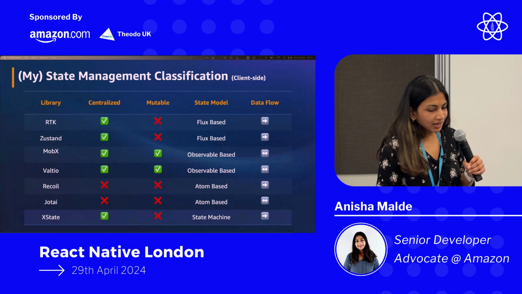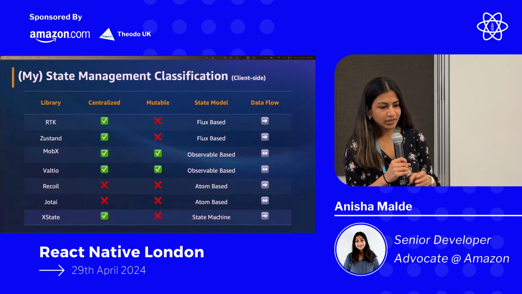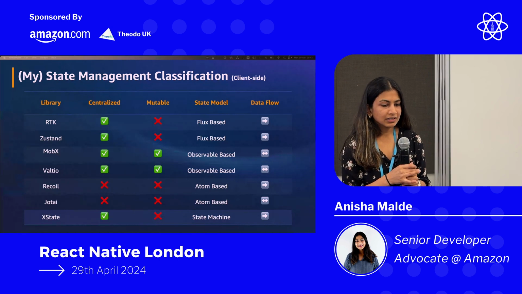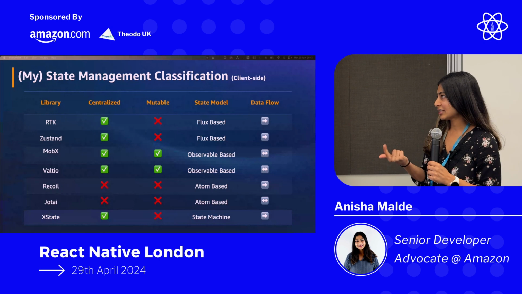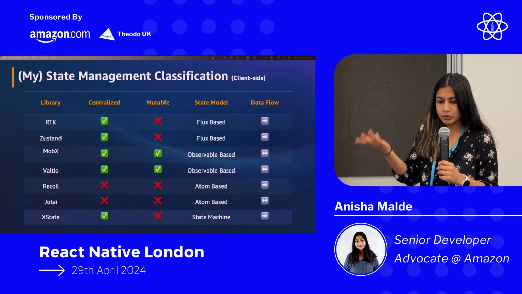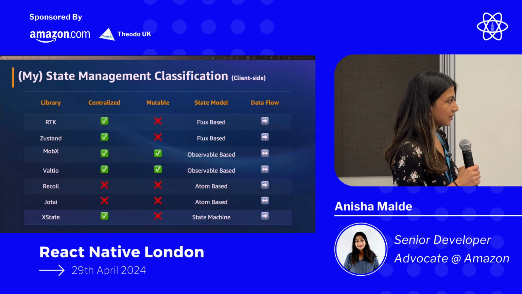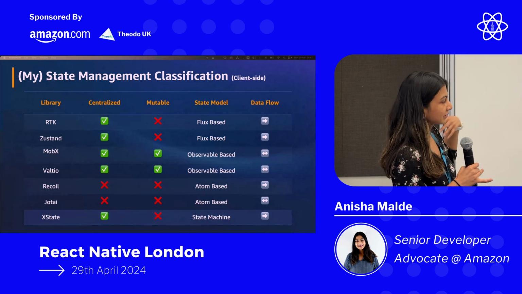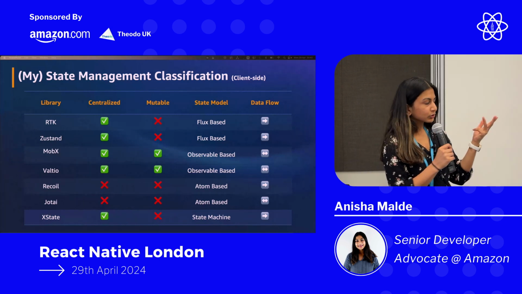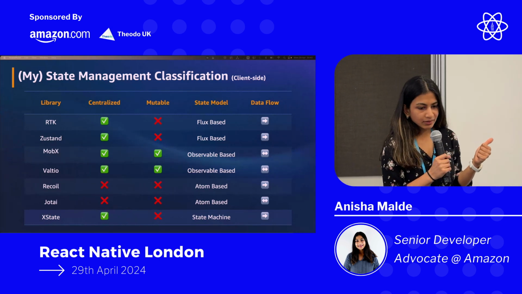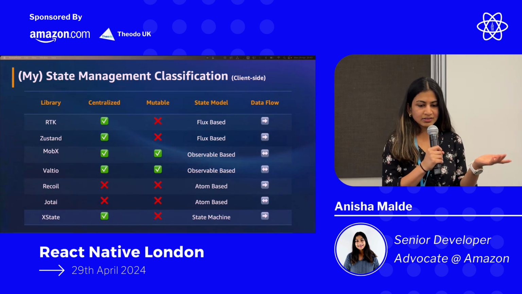And then next, I classified those state management libraries based on their core architecture and how they handle state updates. As I found that this directly impacts, first of all, their usage, second, their scalability, and then the most important thing, their performance. And so this is what I came up with. So don't take this as something that exists out in the world. This is literally what I classified it as. So hopefully it helps. So the four categories are centralized, whether it's mutable or not, the state model, and which way the data flows.